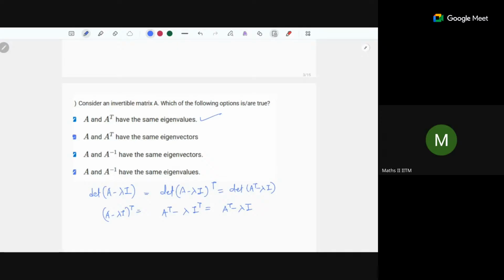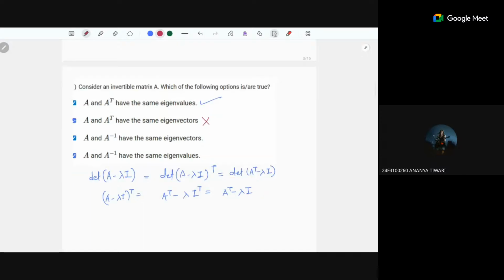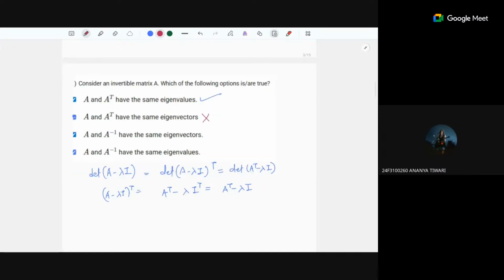They can have different eigenvectors, so B is not correct. If we have the same eigenvalues, how can the eigenvectors be different? Yeah, eigenvectors will be different because the matrix is different. Two matrices can have the same eigenvalues, but they need not have the same eigenvectors. Right?